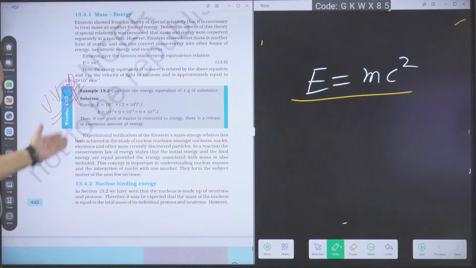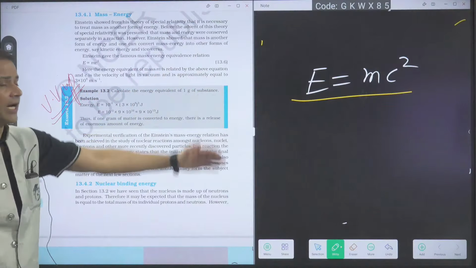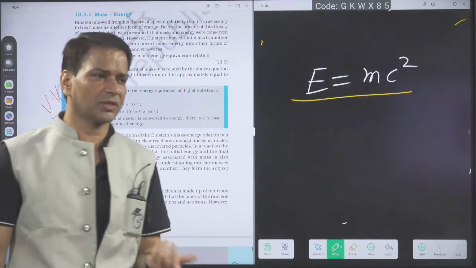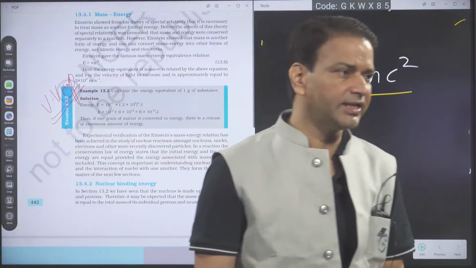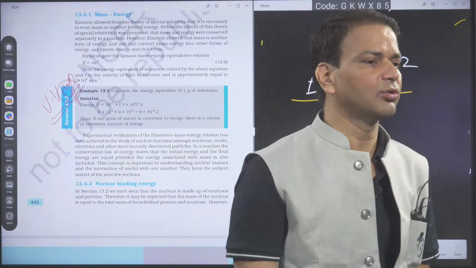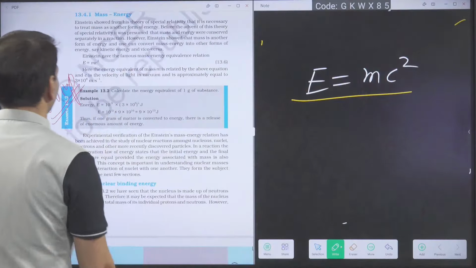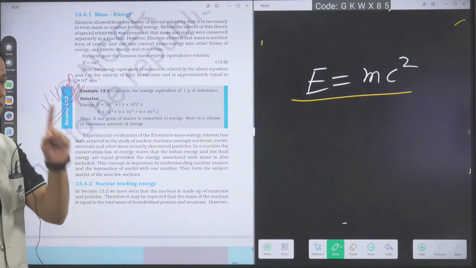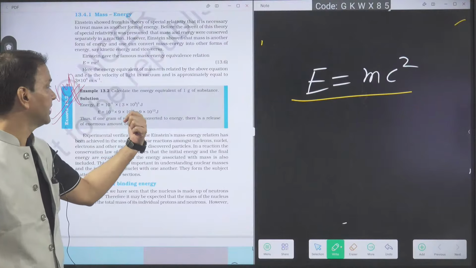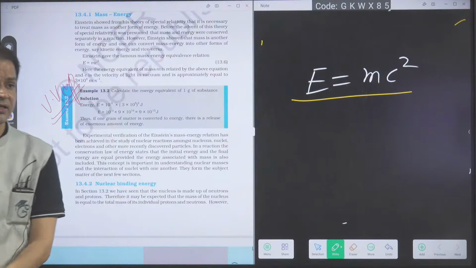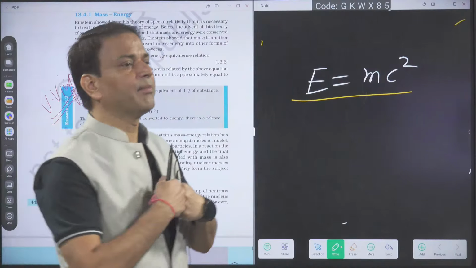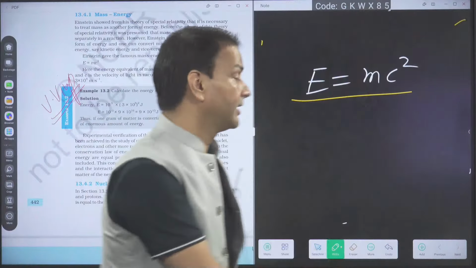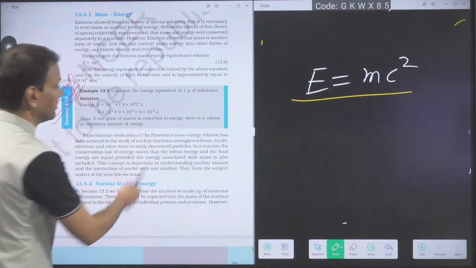They have calculated the energy equivalent to 1 gram of a substance. 1 gram means the mass is 10 to the power minus 3 kg, into c square, which is 9 into 10 to the power 16. When you multiply, you get 9 into 10 to the power 13 joules. So 1 gram of mass is equivalent to 9 into 10 to the power 13 joules. Suppose 1 gram of mass is completely destroyed, then the energy released is 9 into 10 to the power 13 joules.